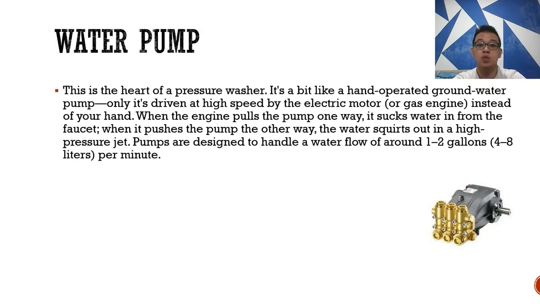The next component is the water pump. This is the heart of the pressure washer. It's a bit like a hand-operated groundwater pump, only it's driven at high speed by an electric motor or gas engine instead of your hand. When the engine pulls the pump one way, it sucks water in from the faucet. When it pushes the pump the other way, the water squirts out in a high pressure jet. Pumps are designed to handle a water flow of around 1 to 2 gallons per minute, which equals 4 to 8 liters per minute.